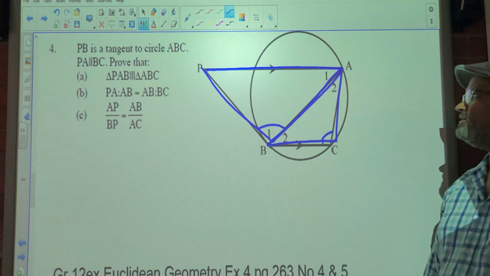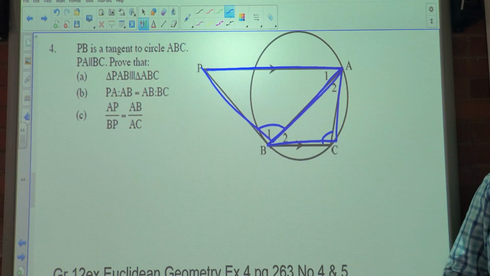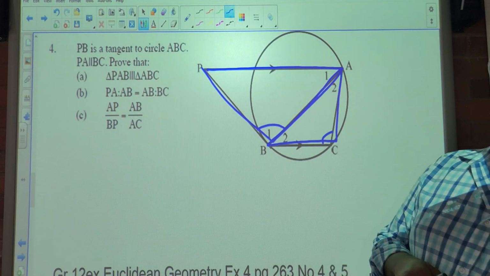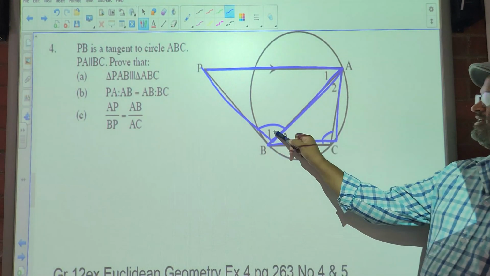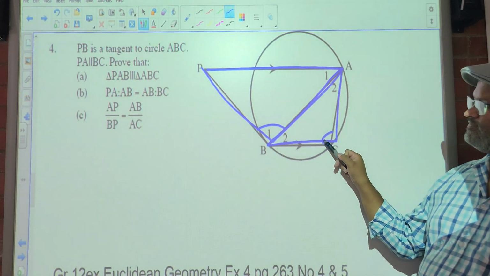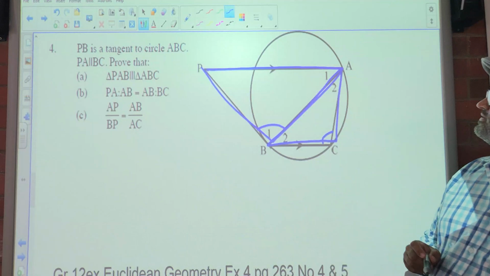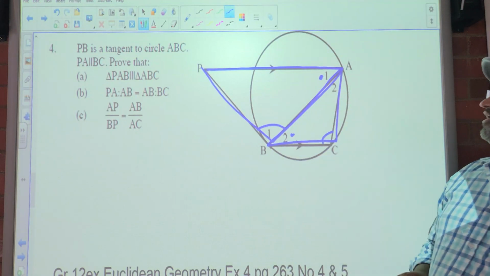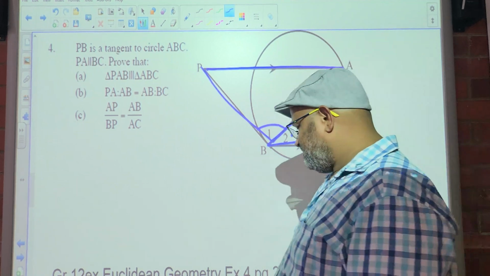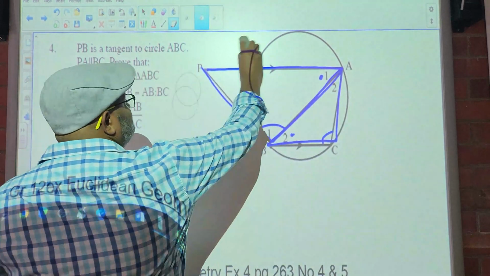Okay. So to prove similarity, I want to prove two things. It's either the two triangles are equiangular or the sides are in proportion. So this of course will be where it's equiangular. So firstly we know that B1 is equal to angle C, the tan-chord theorem. See another angle? Angle A1 is equal to angle B2, alternate angles. So that's enough to prove similarity there, not so.